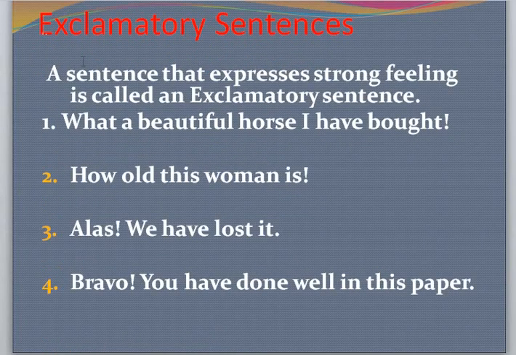The fourth kind is exclamatory sentences. A sentence that expresses strong sudden feelings is called an exclamatory sentence. "What a beautiful horse I have bought!" Here, the speaker is expressing feelings and emotions, so this is an exclamatory sentence. "How old this woman is!" Next sentence you can see, "Alas, we have lost it!" "Bravo, you have done well in this paper!" So all the sentences which express sudden feelings and strong emotions are called exclamatory sentences.